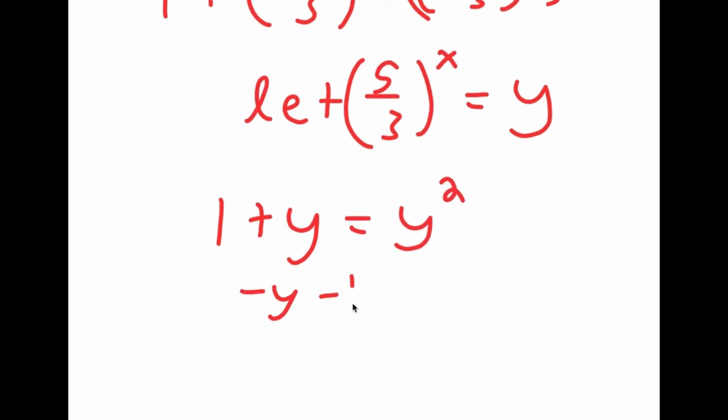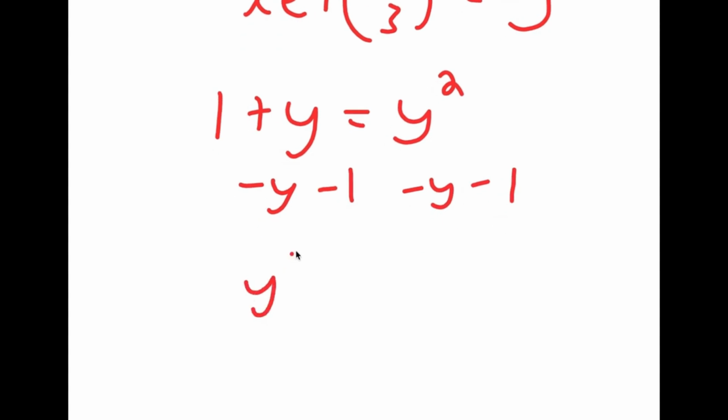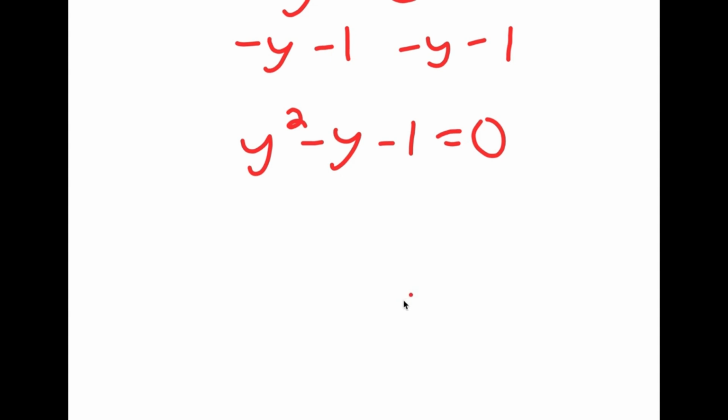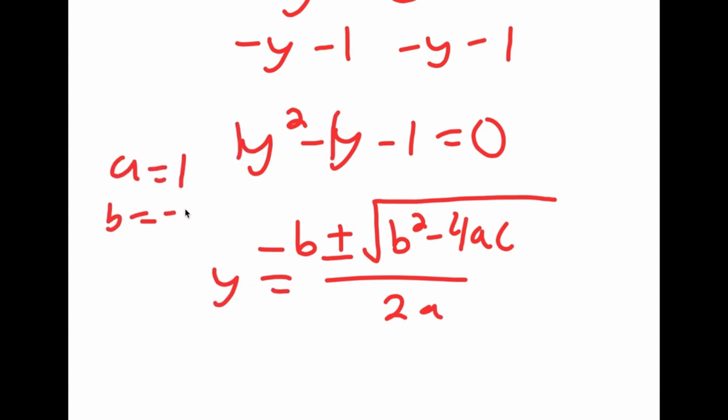And if I subtract y and 1 on both sides, I get y squared minus y minus 1 is equal to 0. So I get a quadratic equation, and to solve this, I'm going to use the quadratic formula, which is negative b plus or minus the square root of b squared minus 4ac all over 2a. So in this case, a is 1, b is negative 1, and c is negative 1.